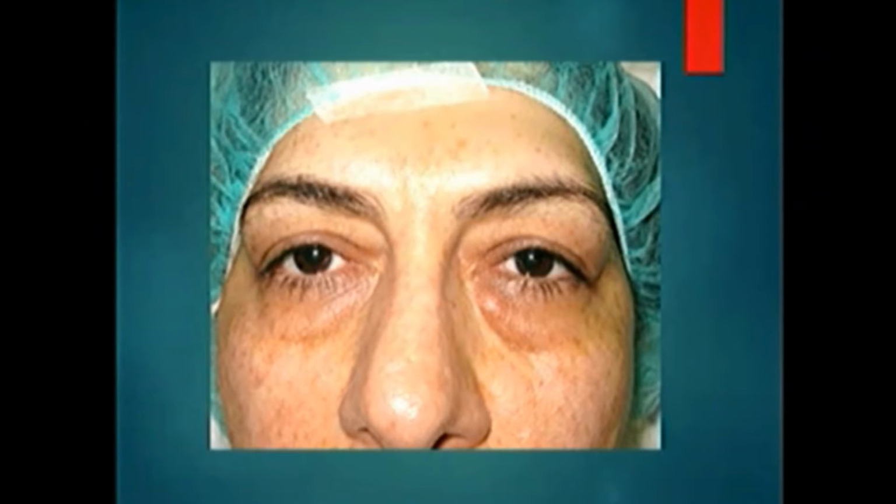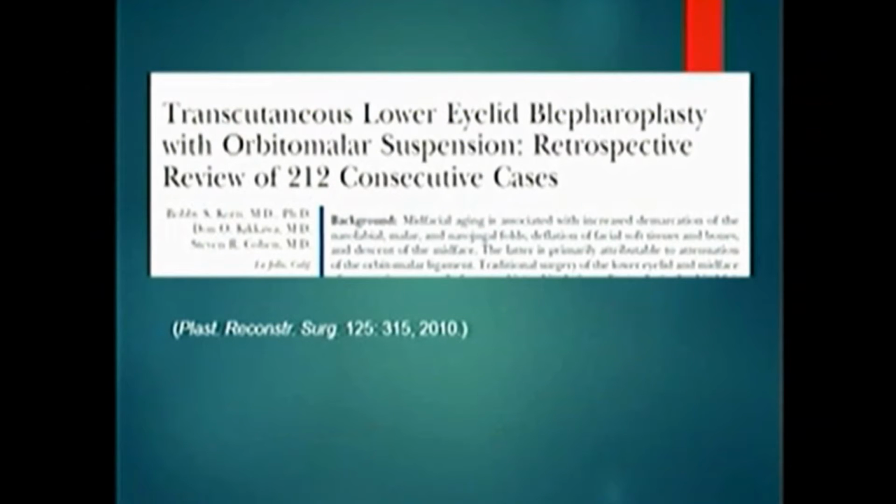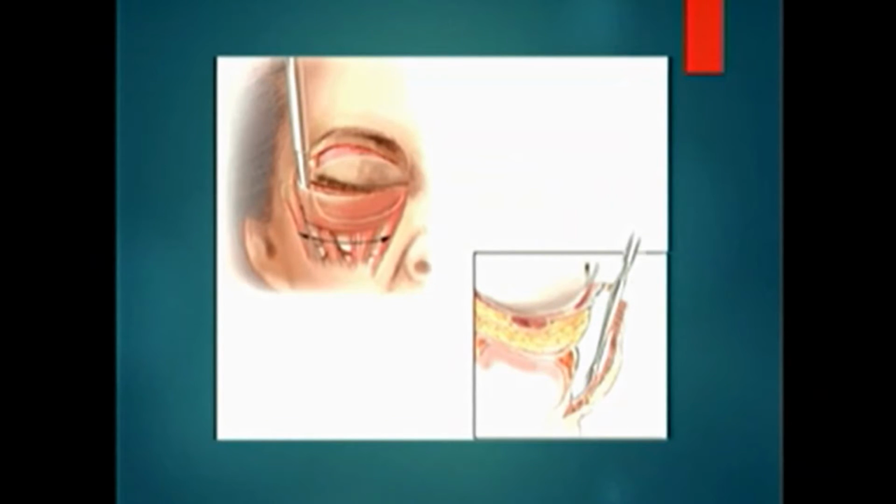And this is another good paper about how you address this. It's called transcutaneous lower eyelid blepharoplasty with orbital malar suspension. It's a retrospective case series of 212 patients, again published by Don Kikawa and his group. He popularized the mid-facelift by tightening the orbital malar ligament, and this is what they propose in their paper.